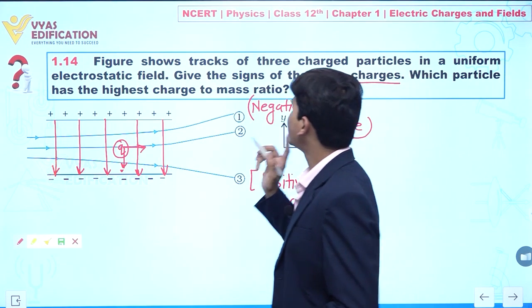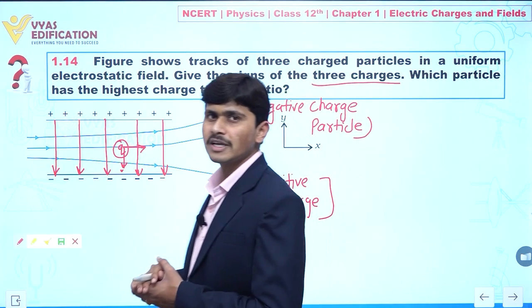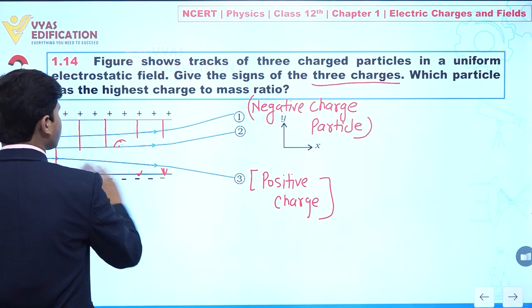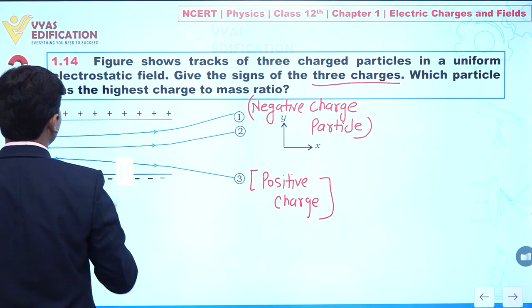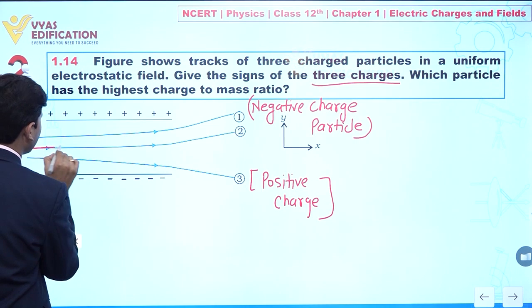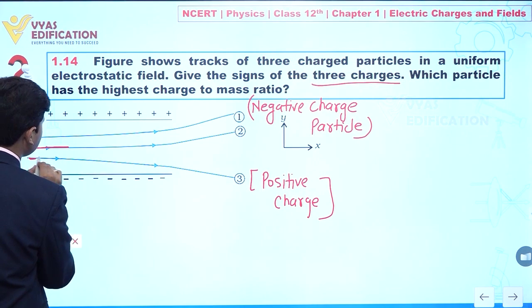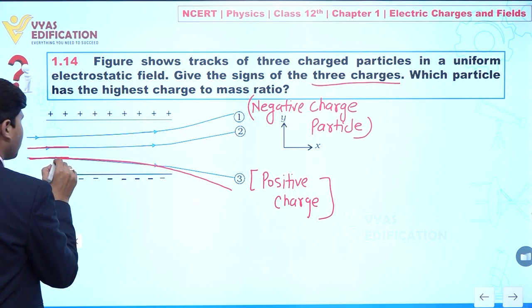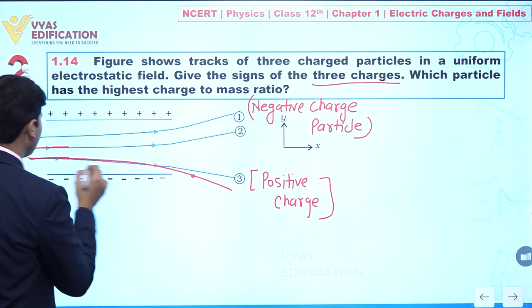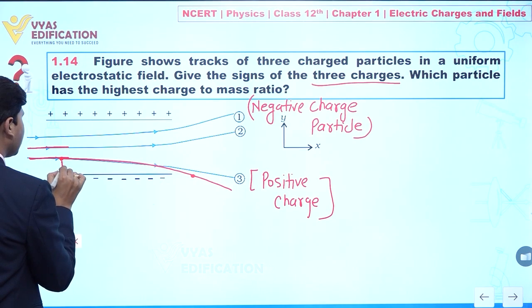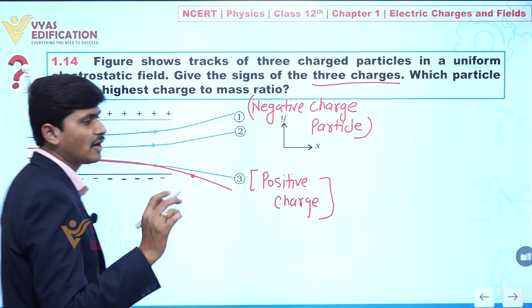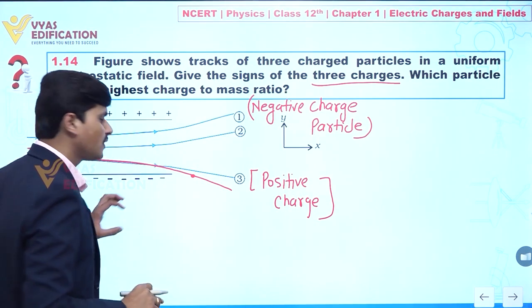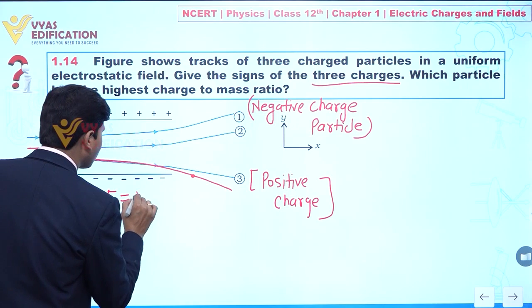Which particle has the highest charge to mass ratio? Clear? Now listen carefully. Let's suppose a particle is going from here to here, and let's suppose this is a point, and this vertical distance is h. Clear? So whenever we have a positive charge, we can write F equal to ma.